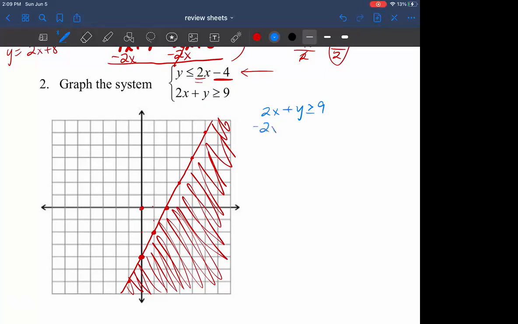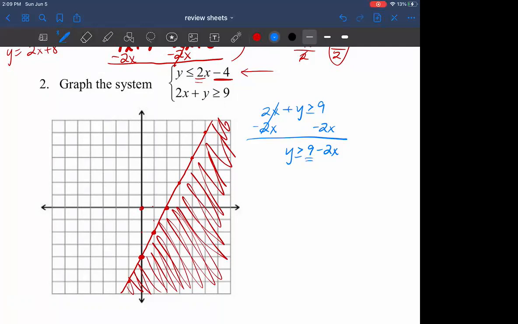To do that, I'm going to take away 2x from both sides. It's going to leave y is greater than or equal to 9 minus 2x. Please remember, the only time you have to adjust your solving steps is if you ever divide both sides or multiply both sides by a negative number, just remember to flip that inequality symbol to face the other direction. But we didn't do that here. We just subtracted. That doesn't change it at all. So this is what we end up with.